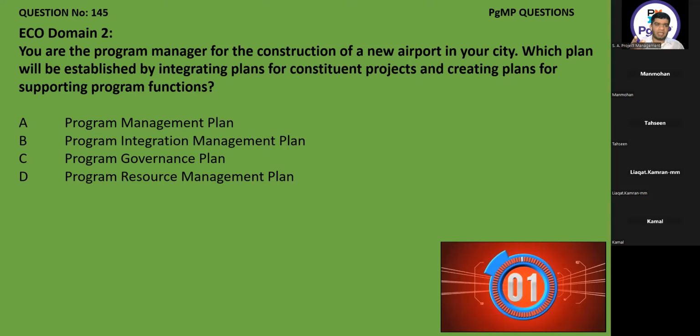And secondly, for chapter 8, which is a detailed one, just consider that the program management plan is at the top, and it is nothing but the accumulation of all the subsidiary plans under it. How we combine them, the process, is program integration management. But once we integrate all the plans, we get the program management plan. We don't get any integration management plan.